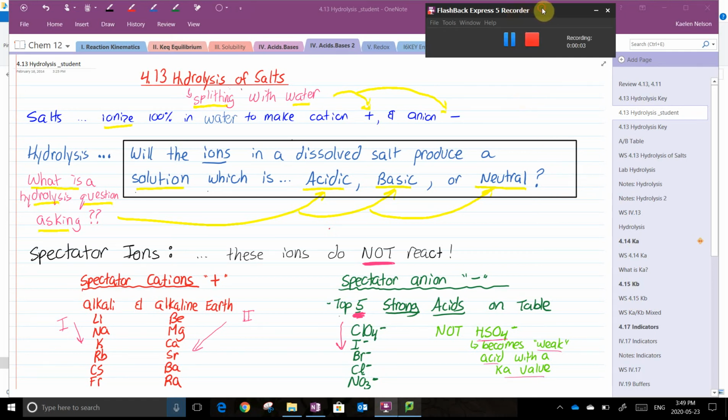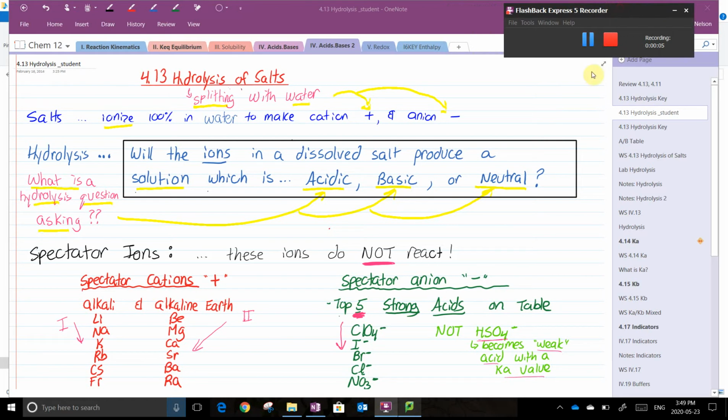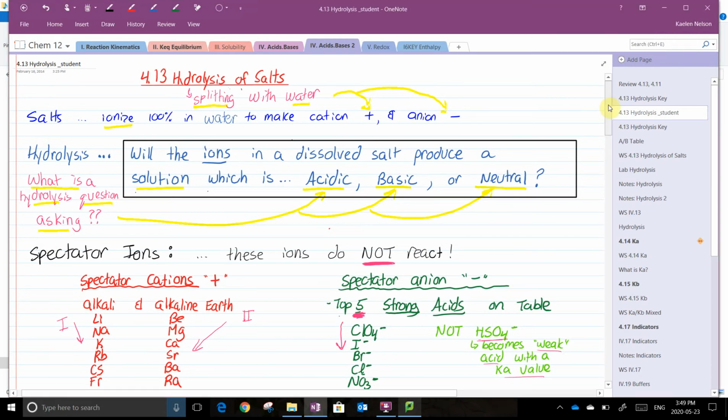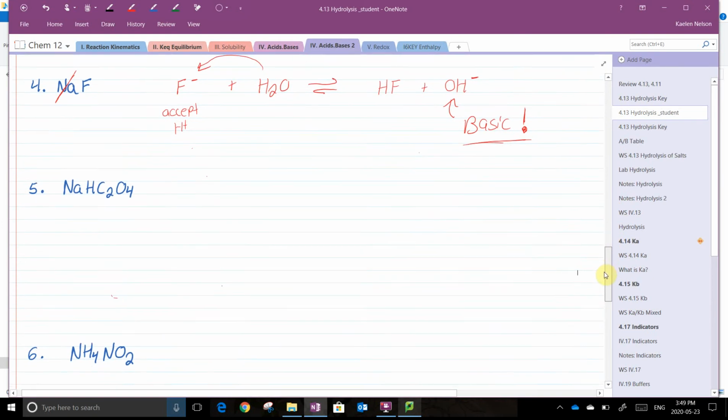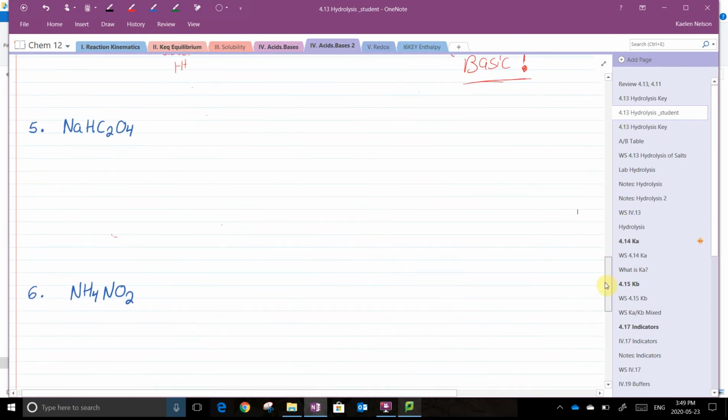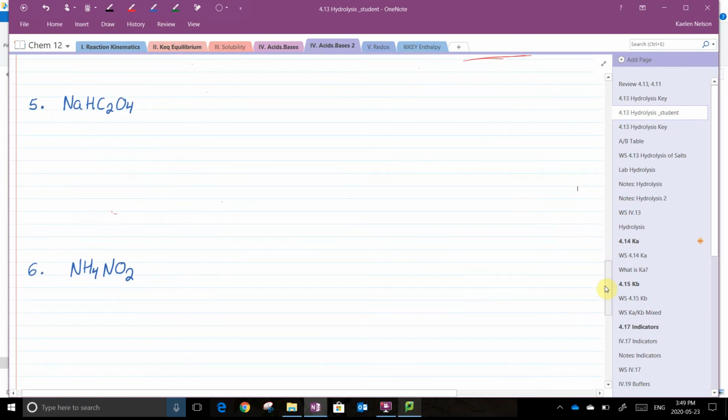Continuing on with 4.13 hydrolysis of salts, acid bases, Chem 12. I did the first 4 examples. This is my note sheet, and in part 1 I did 1 through 4. So skip down to here, and we will start part 2 of our video with example number 5 where we left off.